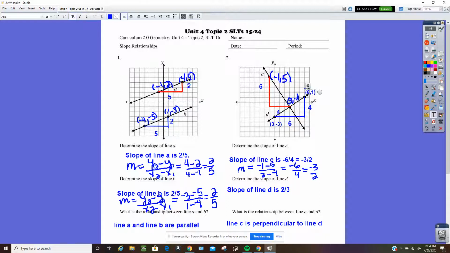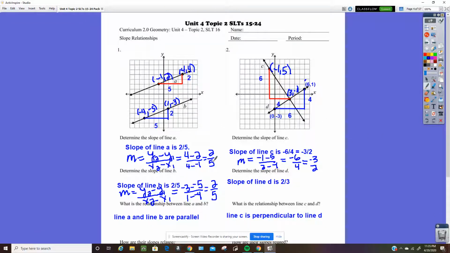So the slope. See if I can get my pen to work here. So the slope, there we go, is the y value is 1 minus negative 3 over 6 minus 0. So I get 4 over 6, which is 2/3. And so you see that those are perpendicular, and then they have negative reciprocal slopes.